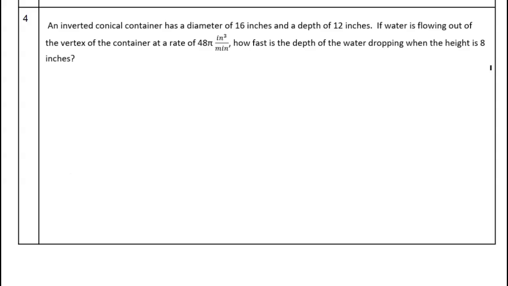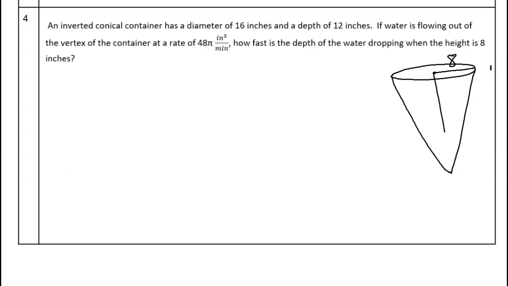Okay, so let's look at number 4. This is one of the more complex problems, and once you see it once, it's pretty helpful. An inverted conical container, which means we have a cone standing on its point, has a diameter of 16 inches. So that means that our radius is 8, and a depth of 12.